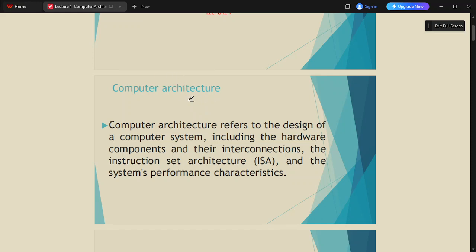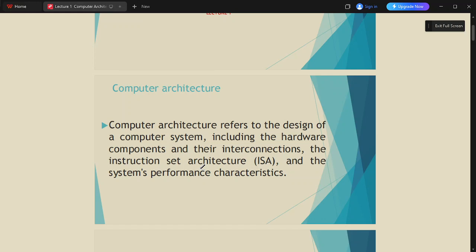Computer architecture here has been defined to say computer architecture refers to the design of a computer system, including the components and their interconnections, the instruction set architecture, which is the ISA, and the system's performance characteristics. So, computer architecture, apart from that, can also be defined as the blueprint for how a computer system is structured and how it operates.